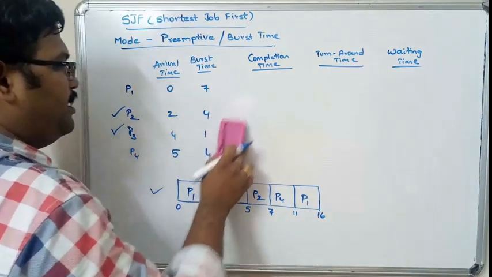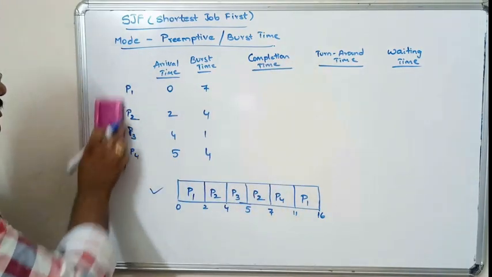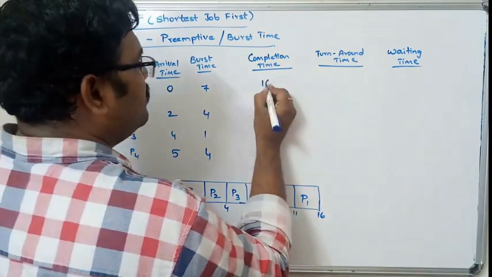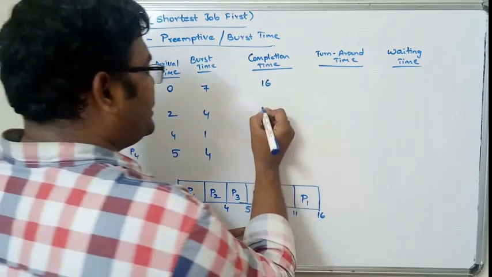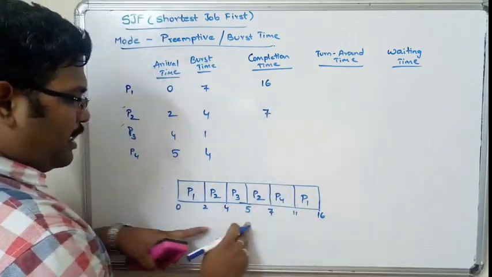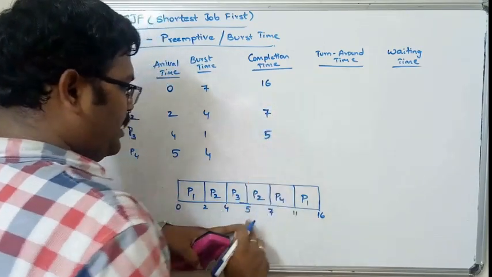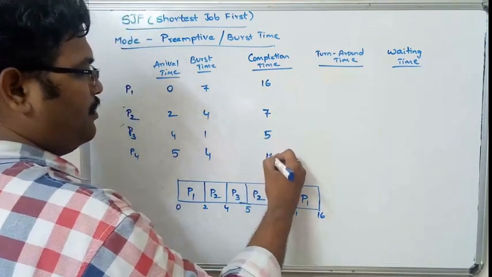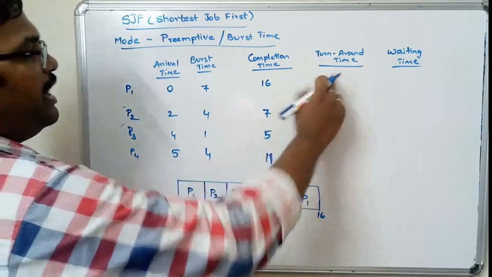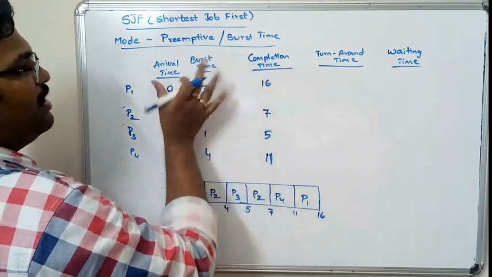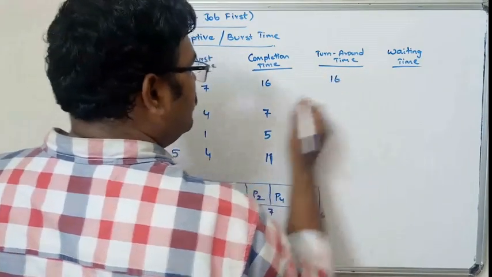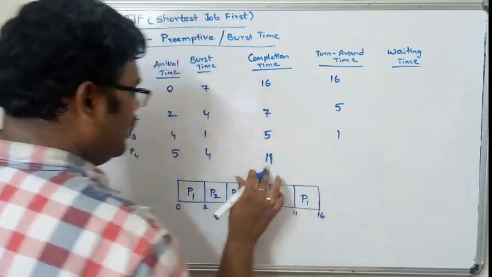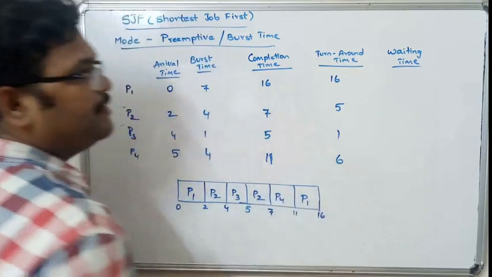I will erase all these things. Right? Now the completion time. P1 is completed at 16. P2 is completed at 7. P3 is completed at 5. P4 is completed at 11. So turnaround time is completion time minus arrival time. 16 minus 0 is 16. 7 minus 2 is 5. 5 minus 4 is 1. 11 minus 5 is 6.